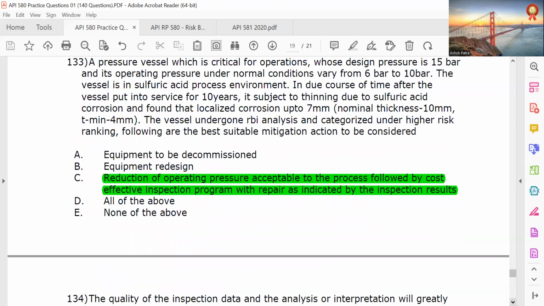A pressure vessel which is critical for operation has a design pressure of 15 bar, and its operating pressure under normal conditions varies from 6 bar to 10 bar. The vessel is in a sulfuric acid process environment. In due course, the time after the vessel was put into service is 10 years. It's subjected to thinning due to sulfuric acid corrosion, and localized corrosion up to 7 mm was found, nominal thickness 10 mm, minimum thickness 4 mm. The vessel underwent RBI analysis and was categorized under high risk ranking. Following are the best suitable mitigation actions to be considered: reduction of operating pressure acceptable to process, followed by a cost effective inspection program with repair as indicated by inspection results.